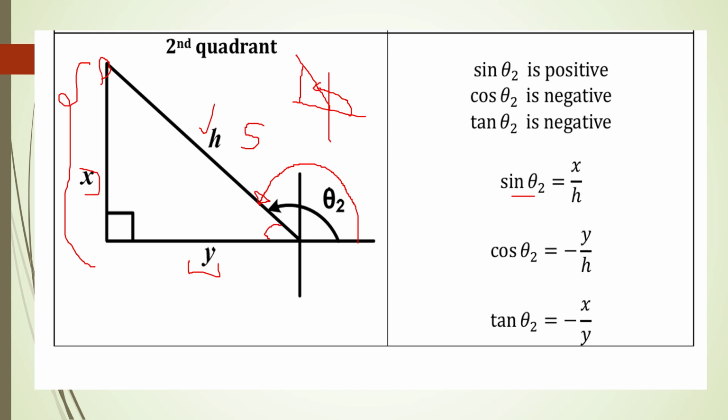So sine theta according to SOHCAHTOA is the same as opposite divided by hypotenuse. Opposite for this case is x, and our hypotenuse is h. And then cos theta is the same as adjacent, which is y, divided by our hypotenuse, which is h. But remember that we put a negative sign because we are in the second quadrant, where it's only sine which is positive. Only sine gives us a ratio which is positive, and the other trig ratios of tan and cos must carry a negative sign.